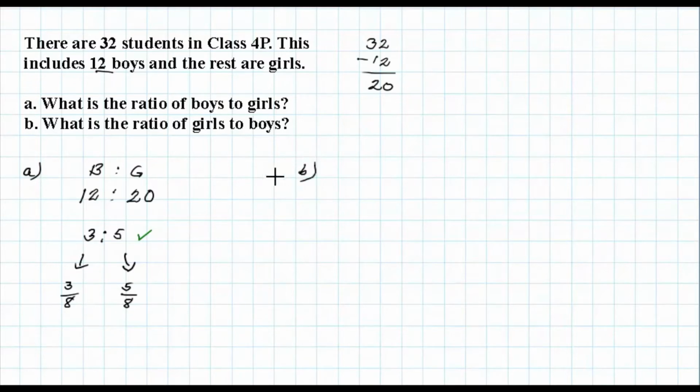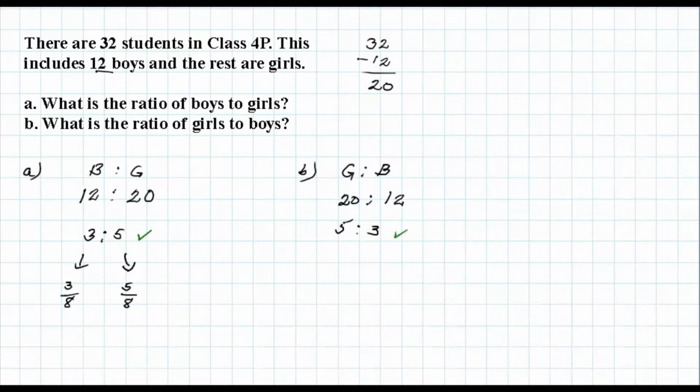Then I look at part B. Part B says what is the ratio of girls to boys. This is different than part A. Part A was asking us for boys to girls. So girls to boys would look like this. Girls to boys, and girls we know is 20, and boys we know is 12. And again, we can reduce this. This is 5 to 3. So 5 to 3 is the answer for part B.